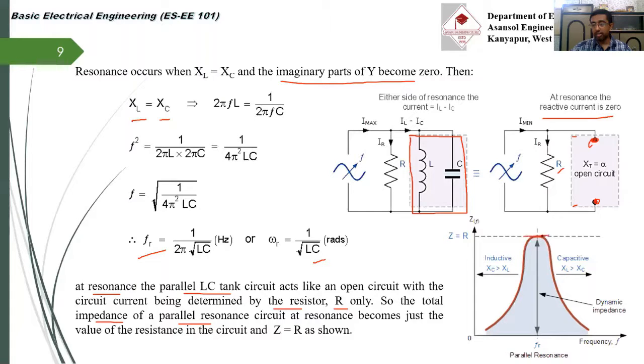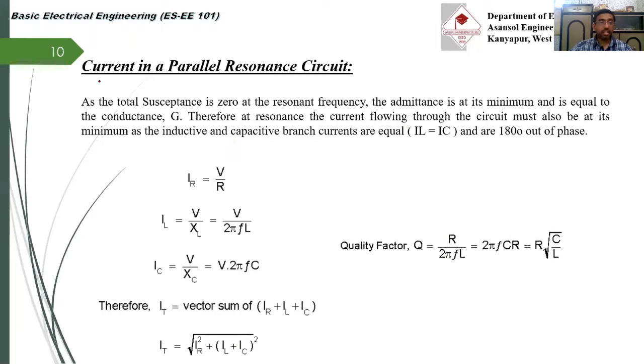This is the peak value and it is called the dynamic impedance. Okay, now this is the Z value maximum. Fine. Next is current in the parallel resonance circuit.